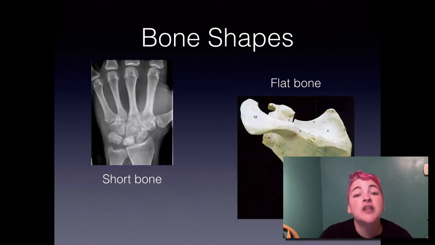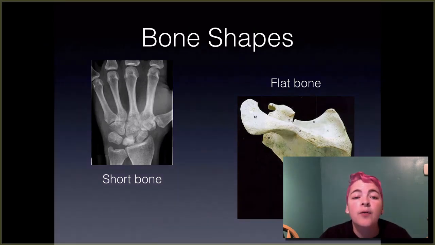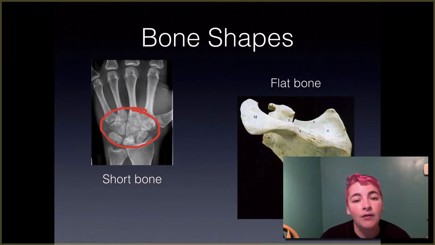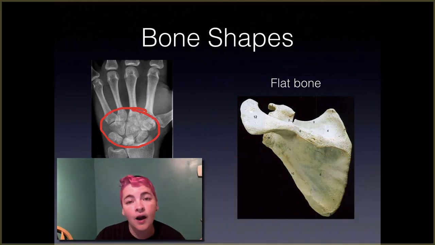Let's talk about the different shapes of bones. We have short bones. Short bones tend to be small cube-like bones. You'll find those here in the wrist. You can also find them in the ankle. Flat bones are flat. This is the scapula or the shoulder blade. Your ribs, your skull are other examples of flat bones.